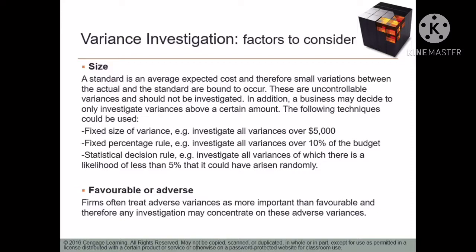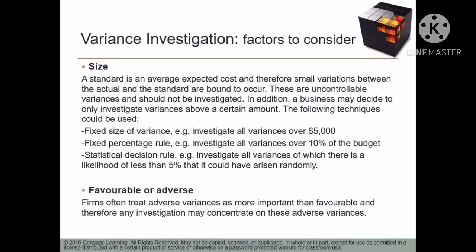First one, a standard is an average expected cost, and therefore small variations between the actual and the standard are bound to occur. These are uncontrollable variances and should not be investigated. In addition, a business may decide to only investigate variances above a certain amount. The following techniques could be used.